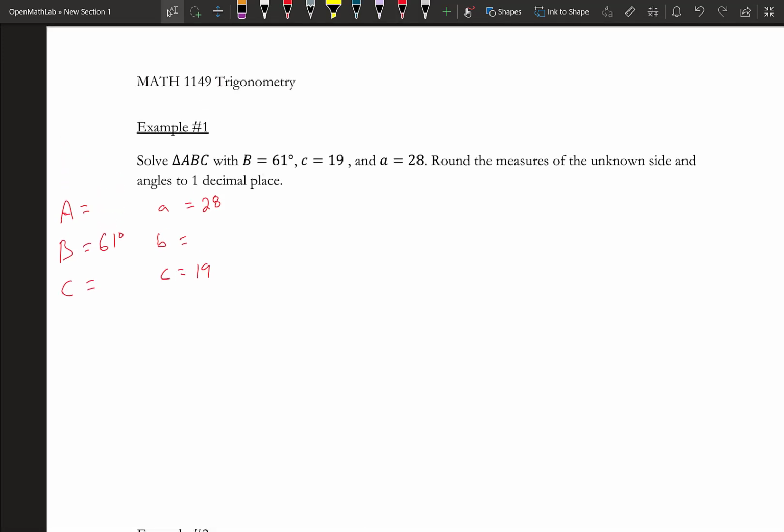If you want to draw maybe a quick picture of this, just a generic triangle, here we've got A, B, and C. What we know is that this angle measurement is 61 degrees, and right across from B is little b. We don't know what that is. Right across from A is 28, and right across from C is c, which is 19. Oops, that's A, that's C.